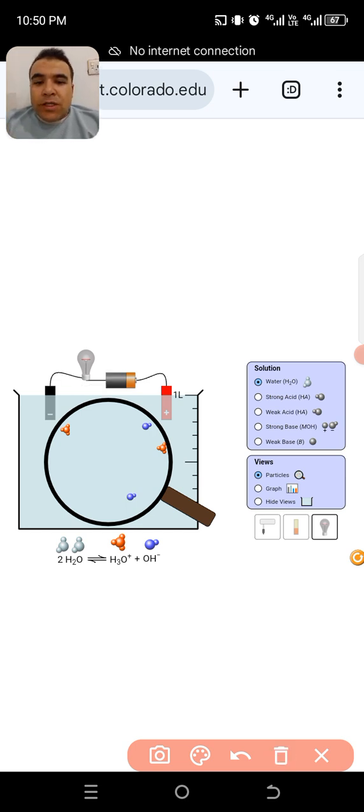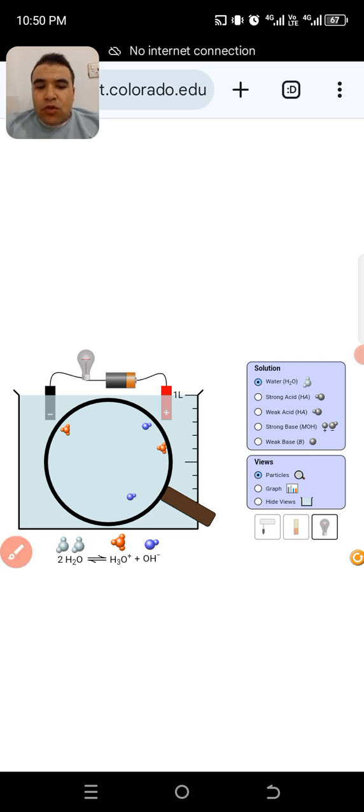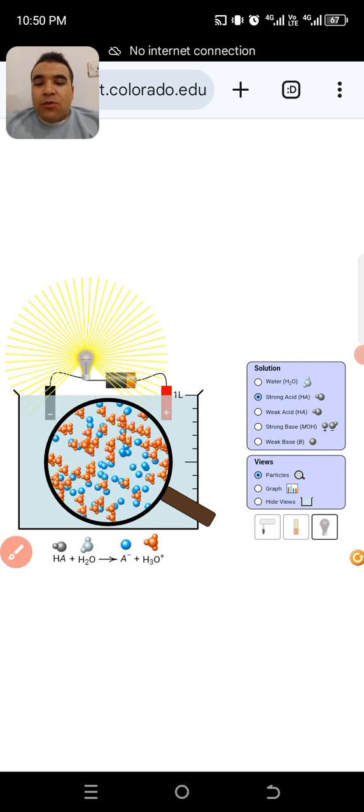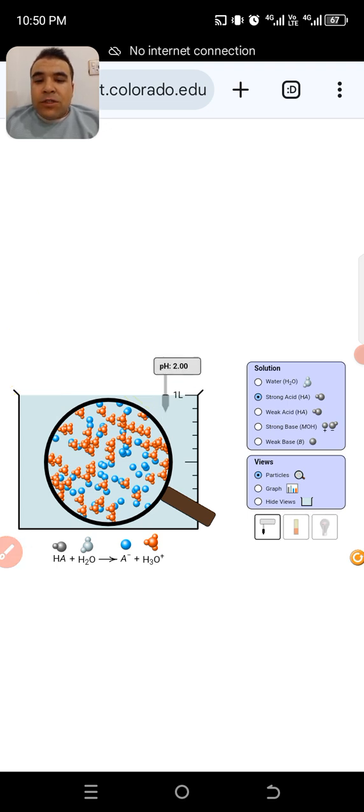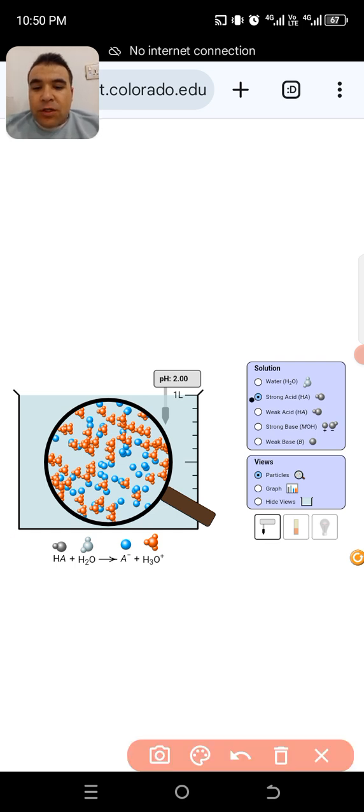So let us change to the strong acids. As we can see, for example, its pH is 2. So the pH of the strong acids is almost approaching 0, 1, 2, 3. The strong acids have a low pH, and as you can see from the simulation, it has a high amount of hydronium and a low amount of hydroxide.